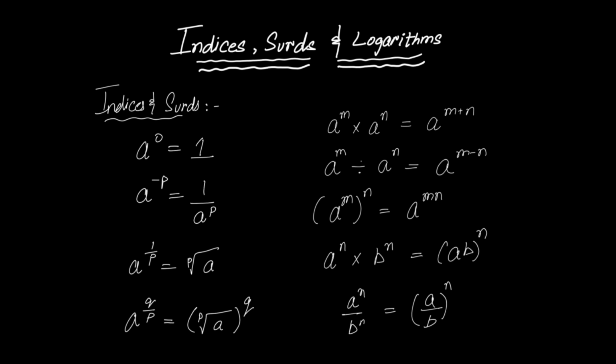So first of all, any number having the power 0 will be equal to 1. Obviously here a is not equal to 0 because 0 to the power 0 is undefined. So anything having power 0 will be 1.